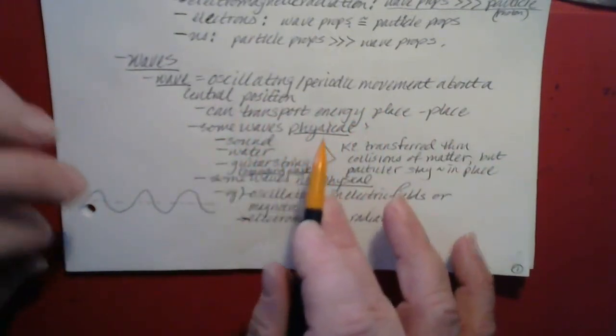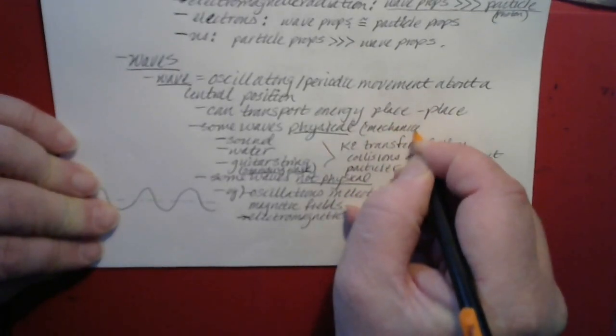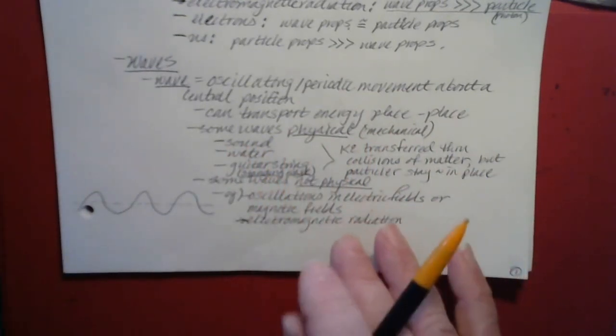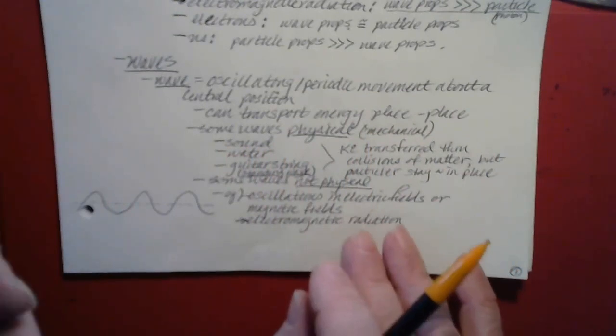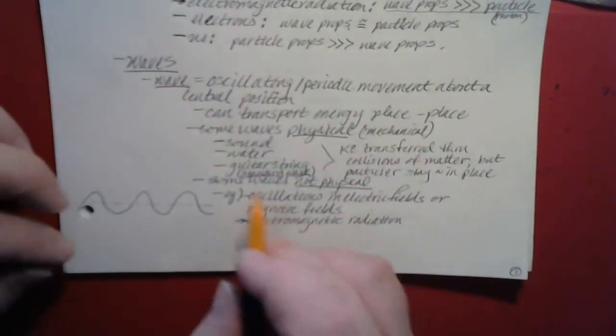Some of these waves are physical, also known as mechanical waves. And mechanical waves would include things like sound, which travels in waves. And that consists of basically particles of air, that is, molecules of oxygen and nitrogen and carbon dioxide and water vapor and whatever else happens to be in the air, banging against each other in succession from one place to another. There are also water waves.